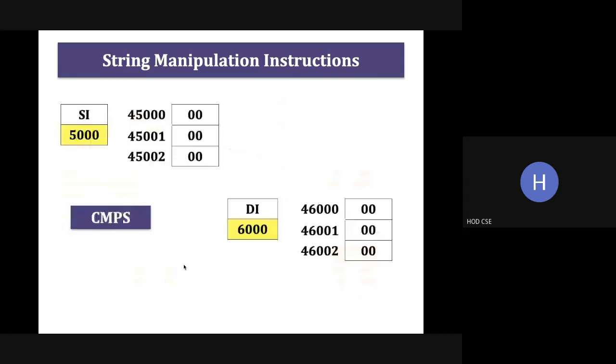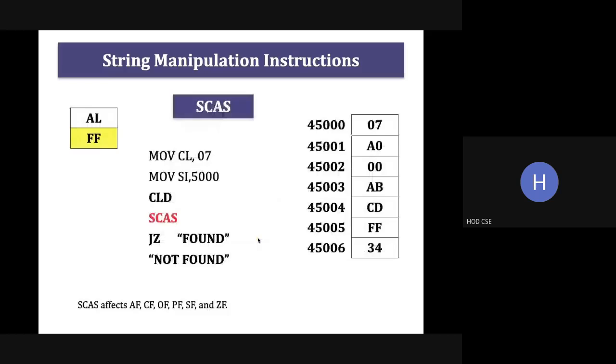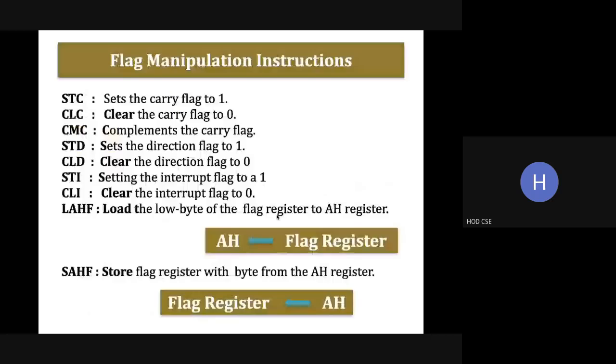Okay. And here this is compare instruction. So this instruction is used to compare one set of data with another set of data that is referred by source index register and destination index register. And scan instruction is the data in the accumulator will be scanned in a group of memory, whether that data is available in that memory. Okay. Scan instruction.